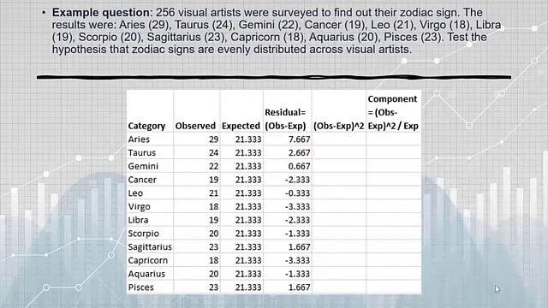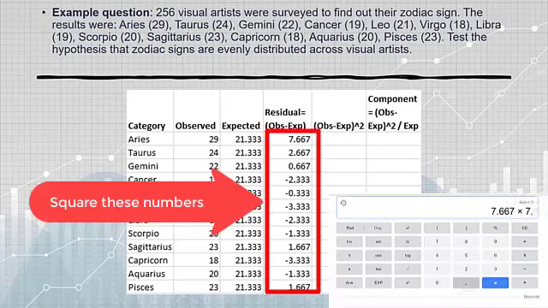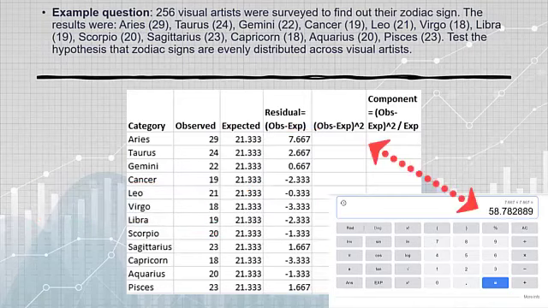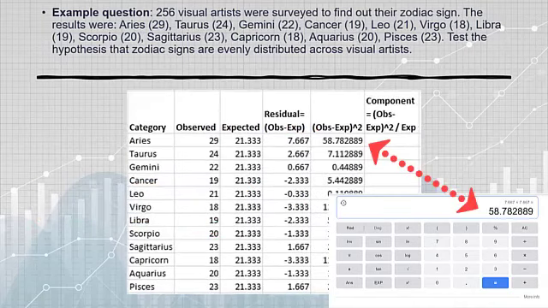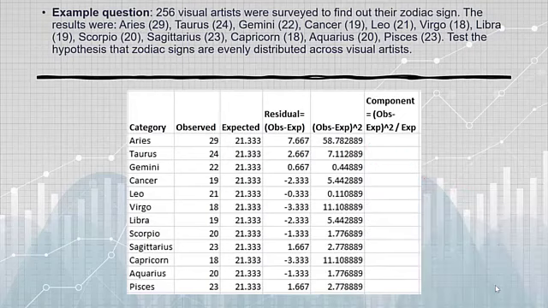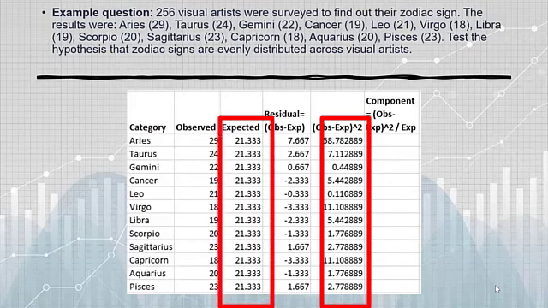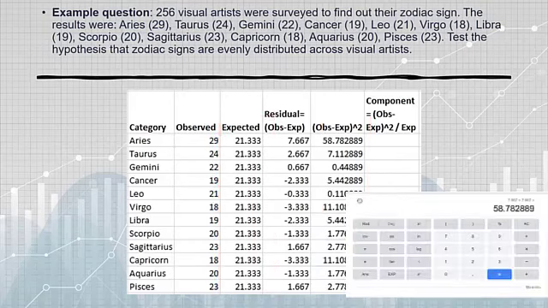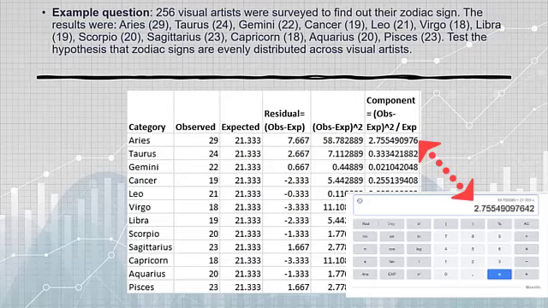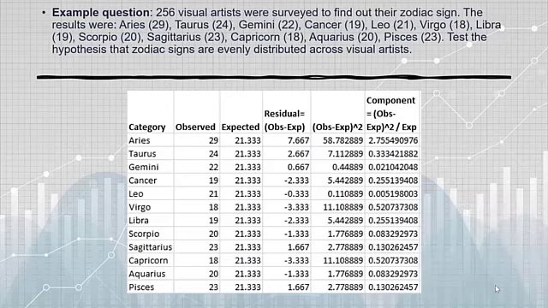For the fifth column, we want to square all of those figures from column 4. For example, 7.667 squared is 58.782889. For column 6, we're going to take our figures in column 5 and divide it by the expected value in column 3. For example, we'll take that 58.782889 and divide it by 21.333 to get 2.755491. The last step is we want to sum up all of those values.